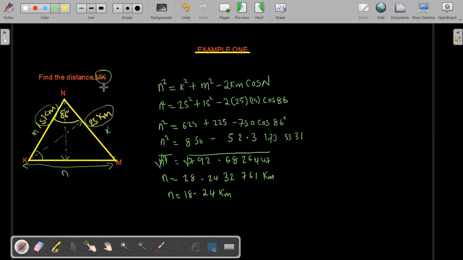They said we find the distance of MK. We have found n. So we should now say, therefore, our MK is simply what? 18.24 kilometers, like that. Is that making sense? Yes. Any question on that one?